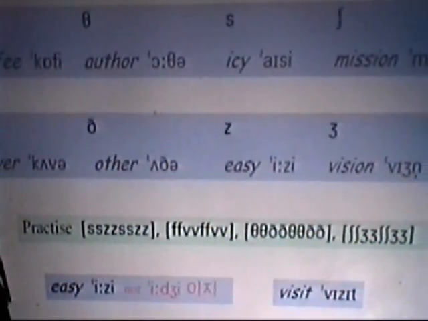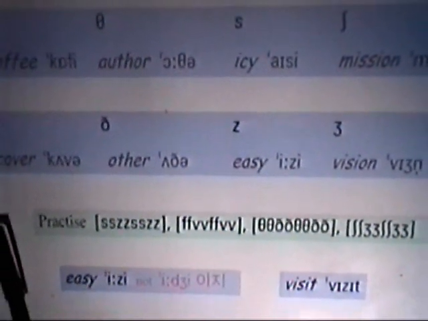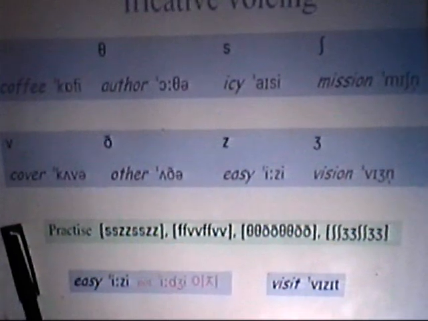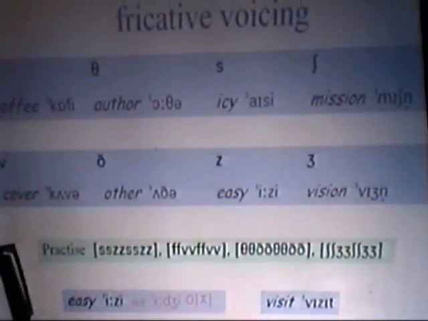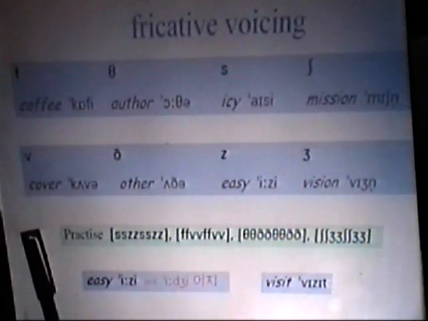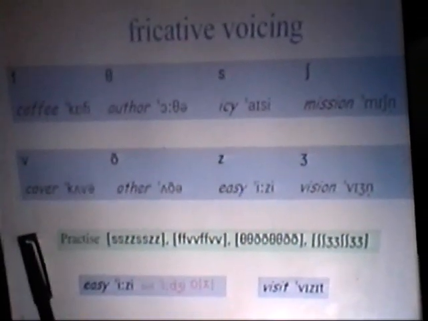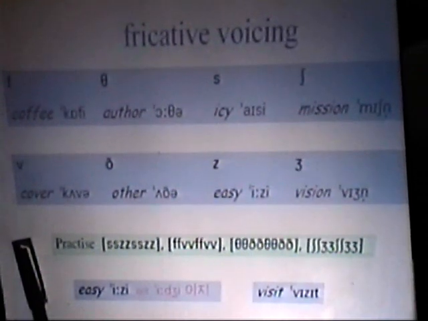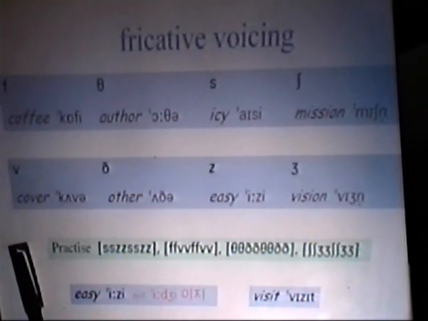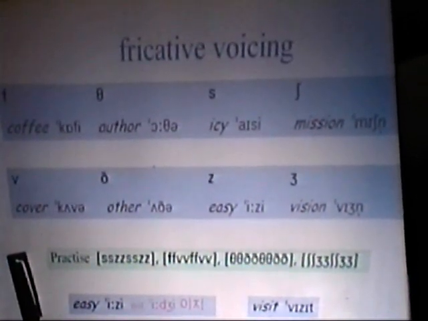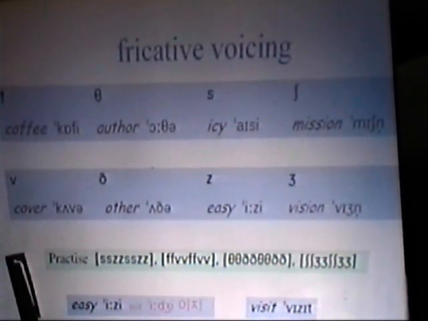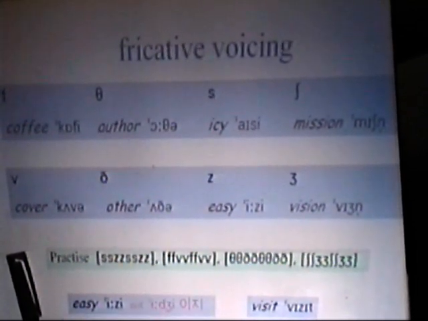Fricatives here, top row, the voiceless ones: coffee, author, icy, mission. Bottom row, the voiced ones: cover, other, easy, vision. And here, the distinction really is one of voicing. We did a little practice in the first lecture. We can do another practice now of saying aloud fricatives and keeping everything the same, but switching the voicing on and off. So practicing like this.